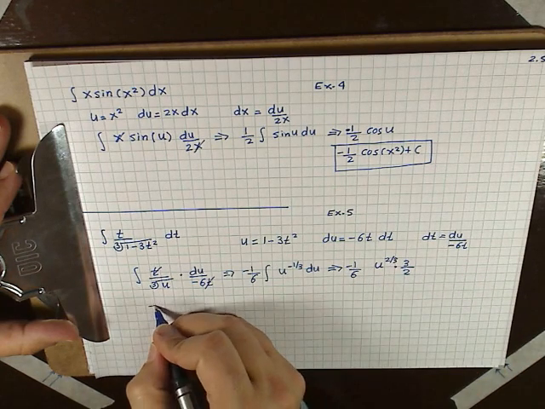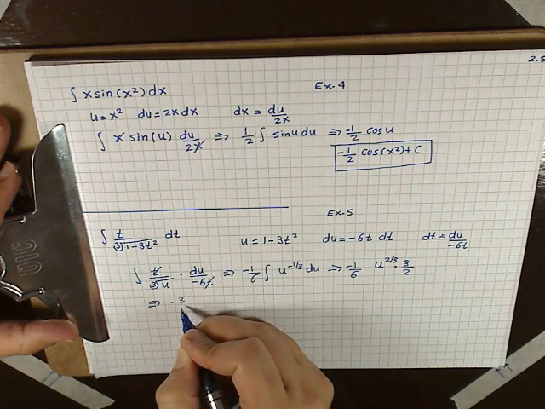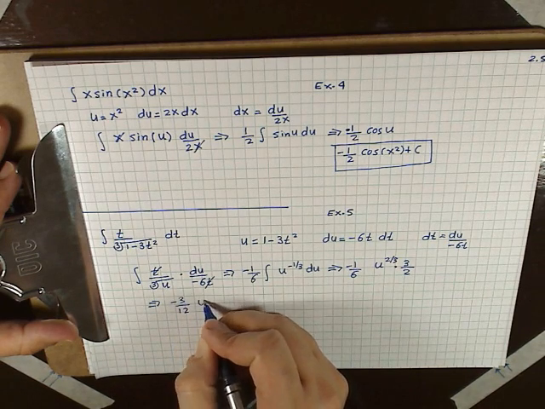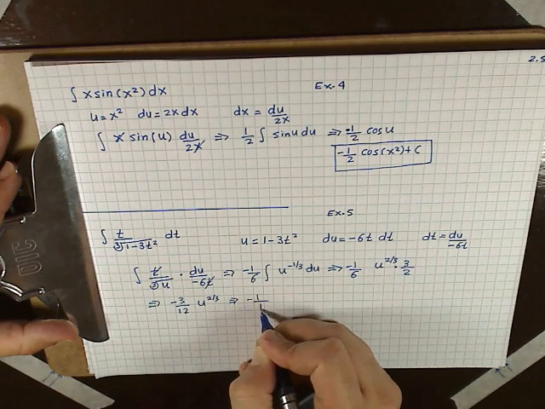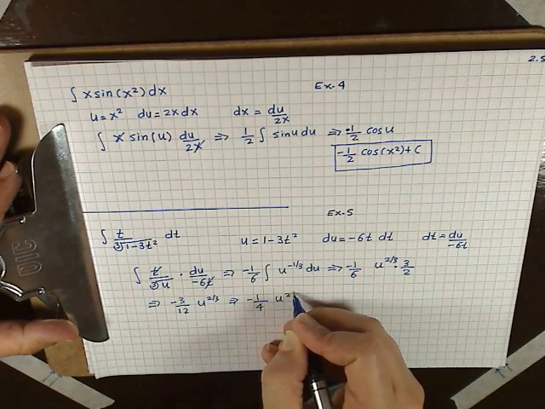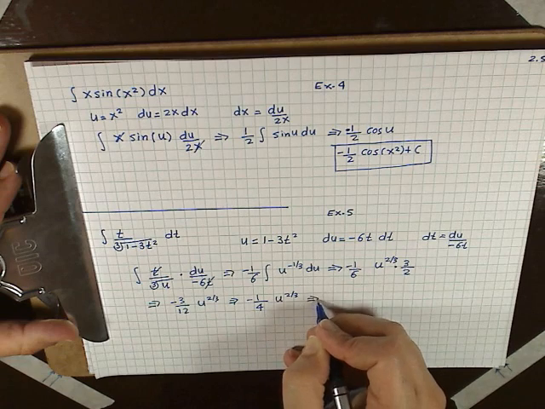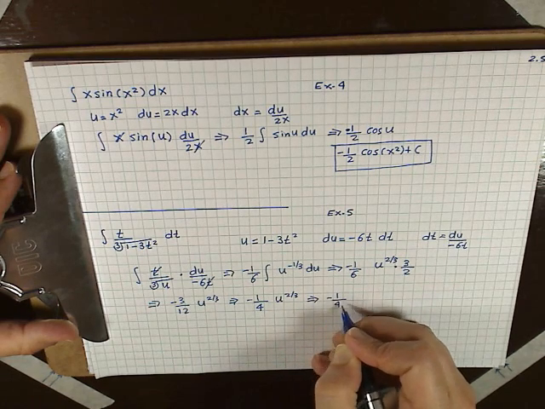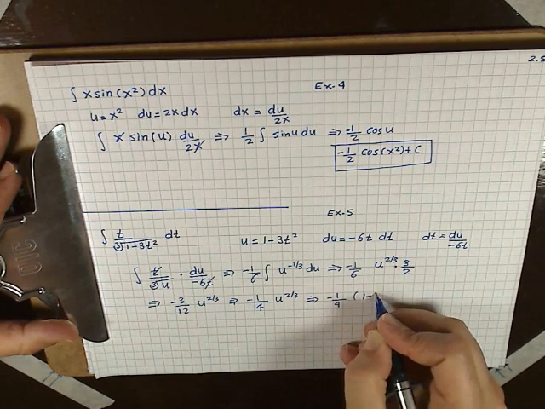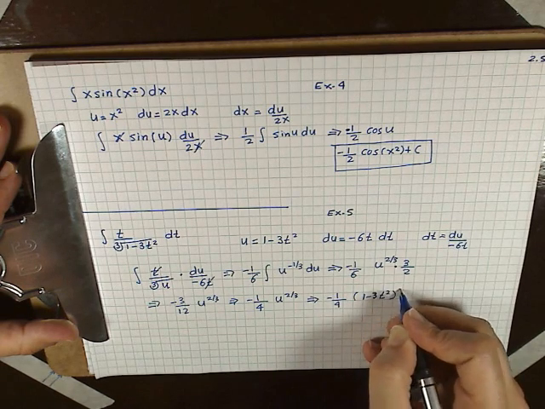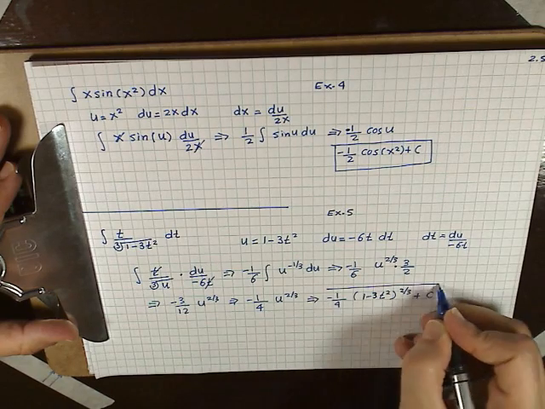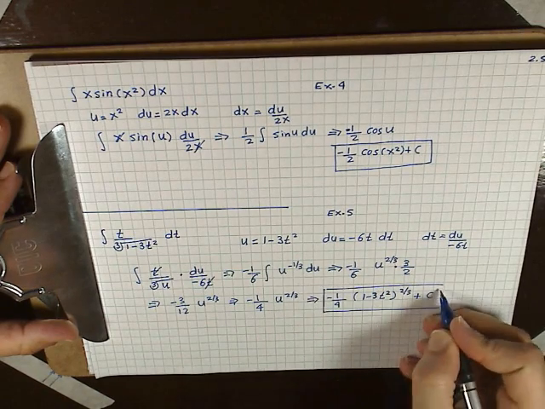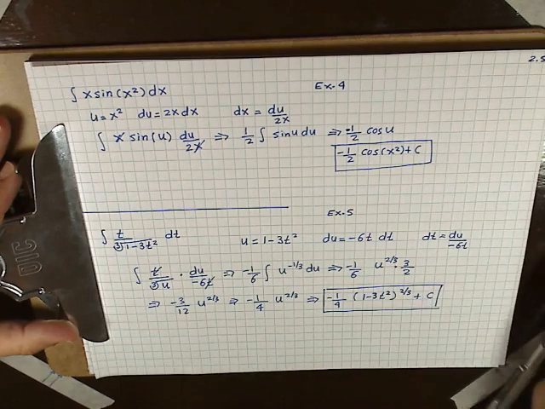Now let's simplify this. You get minus 3 over 12, u to the 2/3. That's just negative 1/4, u to the 2/3. Put u back in, negative 1/4 times u, which is 1 minus 3t squared to the power of 2/3 plus c. This is the answer. End of lecture.